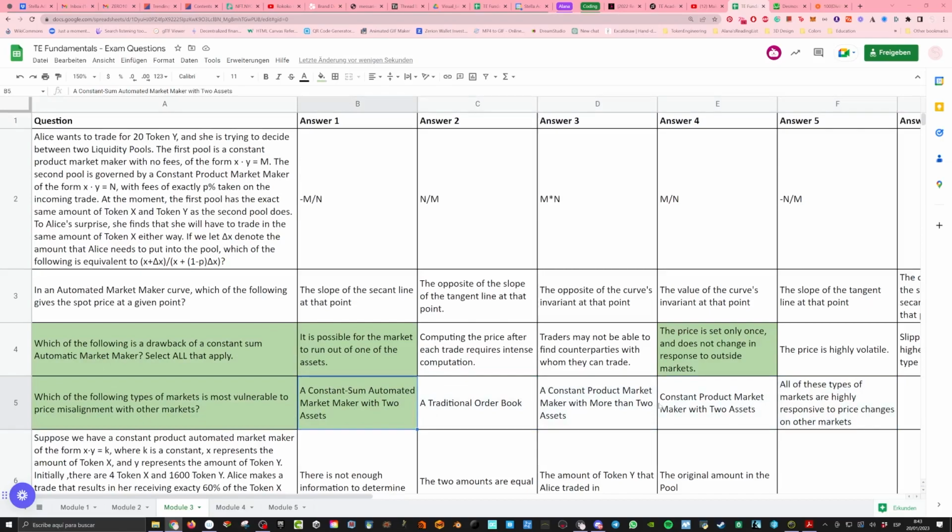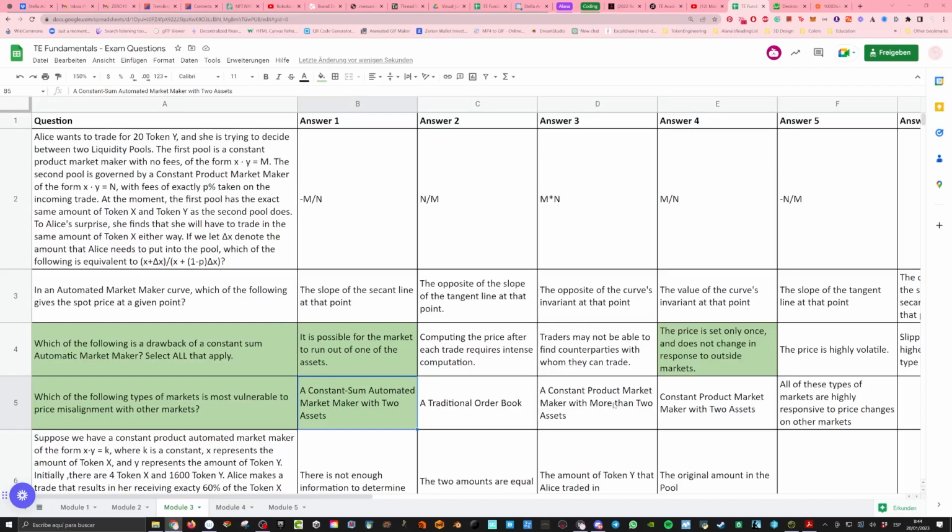So the only question is answer 3, a constant product market maker with more than 2 assets. That would be a pool on Balancer or Curve, right? I would assume no, because if there was a misalignment, some arbitrager will come and take advantage of it. That's true for everything. No, that's not true for constant sum, because constant sum will just run out of the asset, the price won't change.